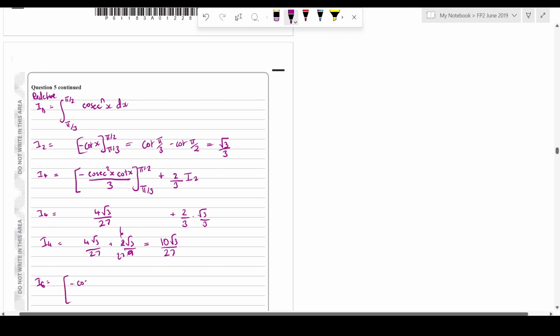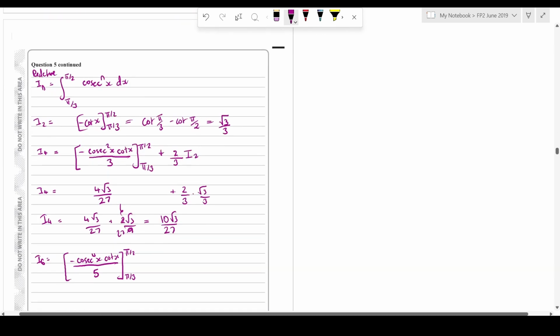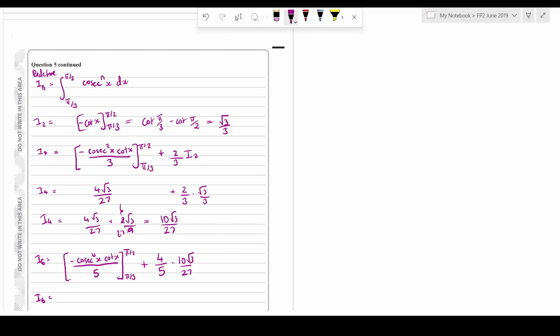So we have now minus cosec to the power of 4 of x cot x divided by n minus 1, so that's going to be divided by 5. Evaluate that between the limits. Then it was n minus 2 over n minus 1, so plus n minus 2 is 4, n minus 1 is 5, times the previous integral which we've just done, so that's going to be times 10 root 3 over 27. And we'll just have to hope to get the actual value. You can probably just put this in your calculator and just get a number. That's probably not a problem.